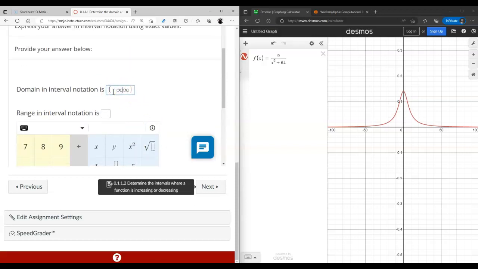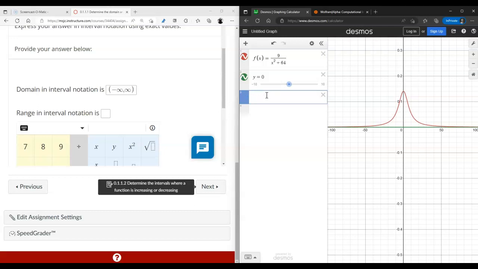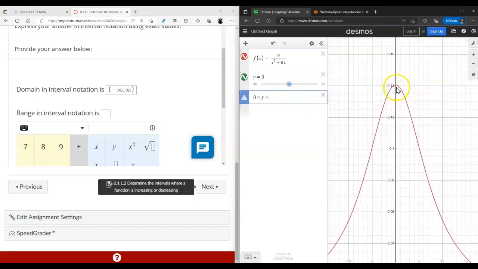Again, so it's going to be from negative infinity to positive infinity. And the range, you can see that this function has a horizontal asymptote at 0, right? So this is a horizontal asymptote. So that means the function itself is always above that, but while it's above 0, it's also below this number right over here.